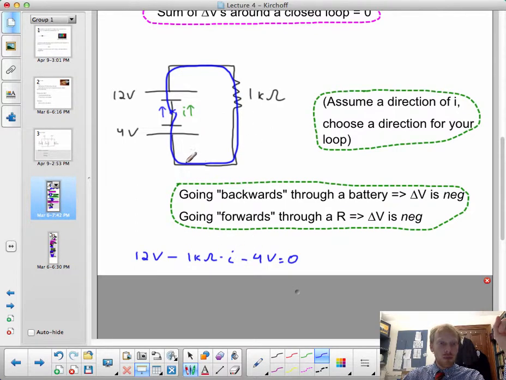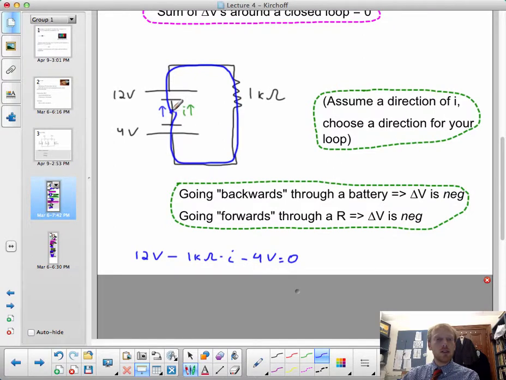And then when I go through this battery, I lose voltage again, because this battery's job is to make sure that this positive terminal is 4 volts higher than the negative terminal. So when I pass from the high to the low, I lose voltage. So check this out. I've recorded the changes in voltage as I make a complete loop, and the voltage where I ended is the same as the voltage where I started, so the change in voltage is 0 when I sum around the loop. That is Kirchhoff's loop rule, that the sum of the delta V's around a closed loop is 0.